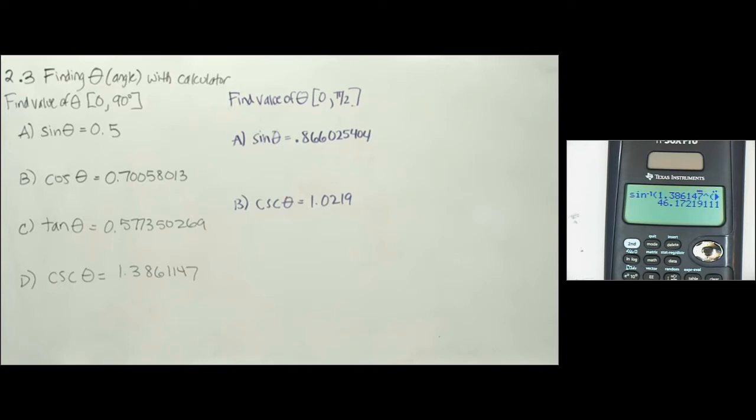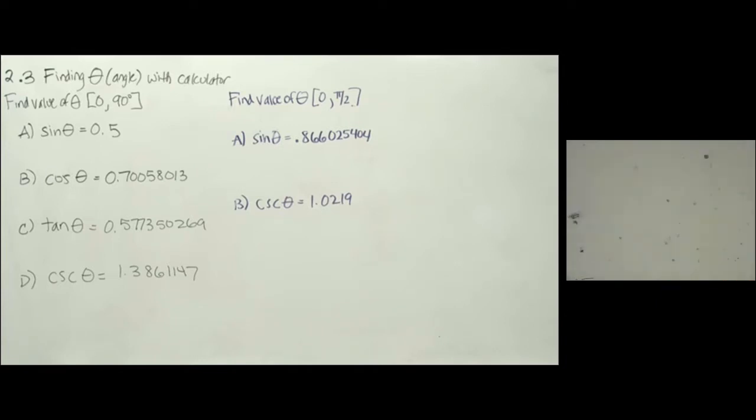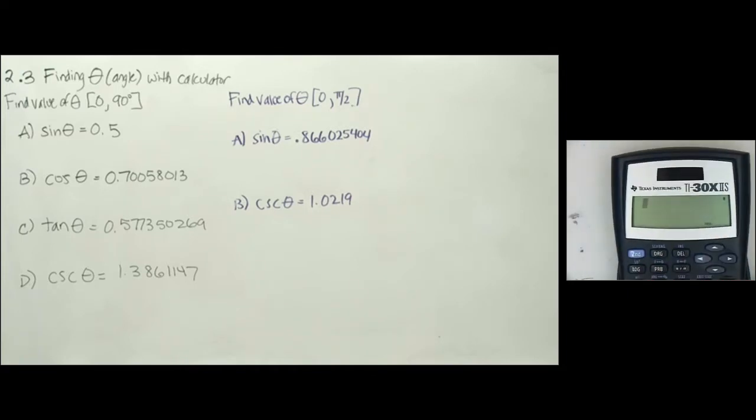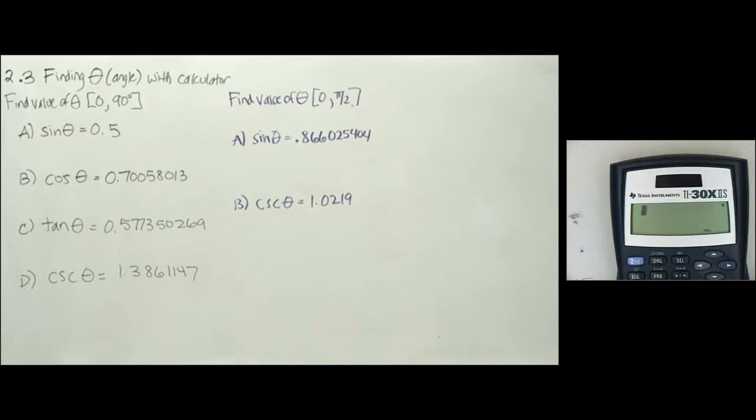That's not that hard. Let's do it on the 30. On the 30, again, I want to do cosecant. I don't have a cosecant button. I'm going to have to use sine. Because I want to find an angle, I'm going to hit second sine. I'm going to type the decimal in. Everybody's good?